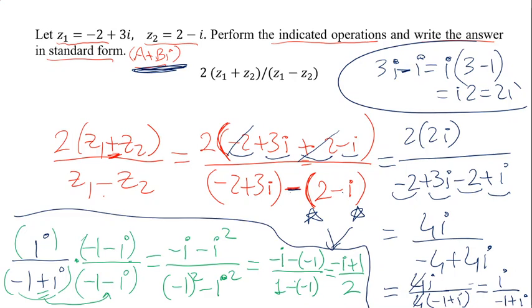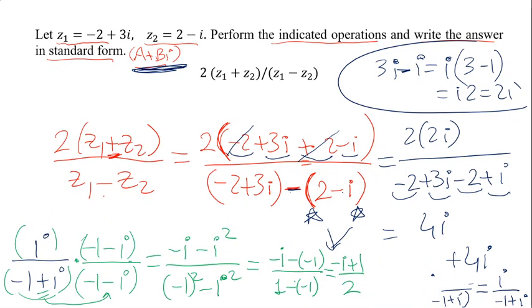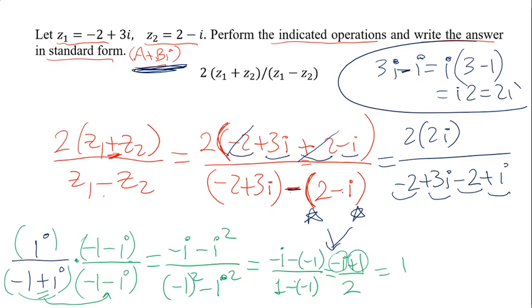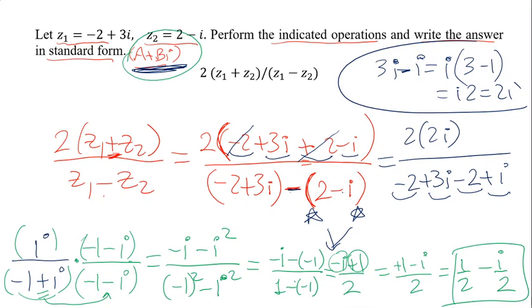Then you can change their places here: plus 1 over 2, minus I over 2. So separate them. So here we got the standard form.